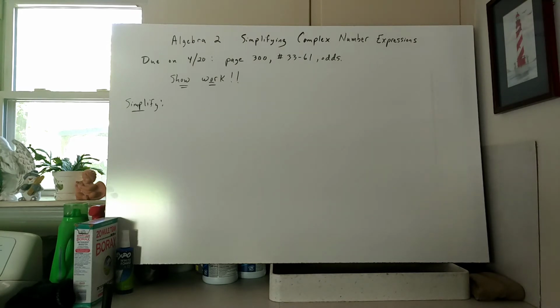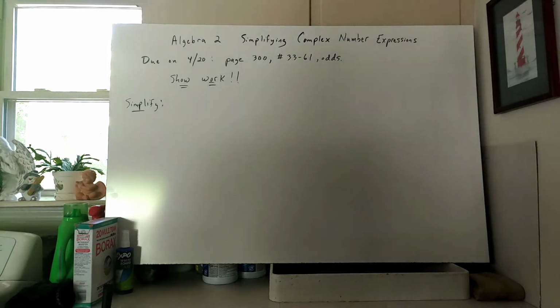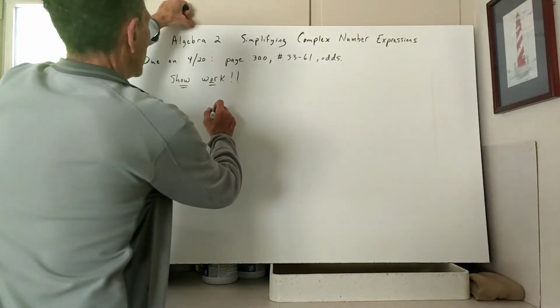The next batch of problems say find the multiplicative inverse of each number. Find the multiplicative inverse of each number. Number 50, I have 2i over 5 minus i.